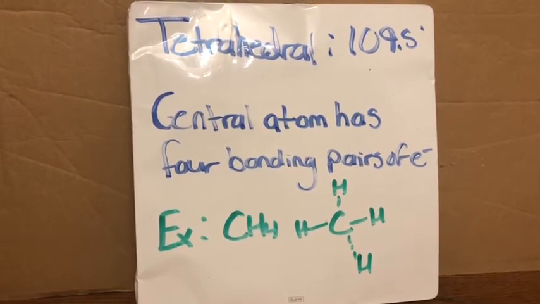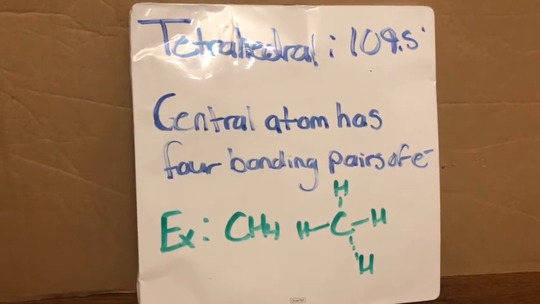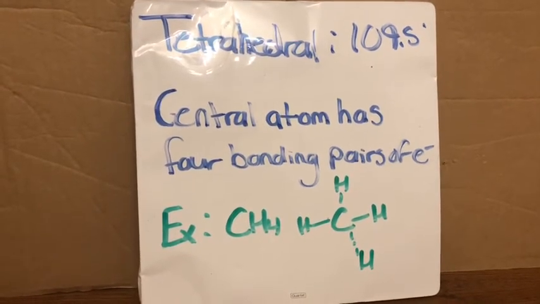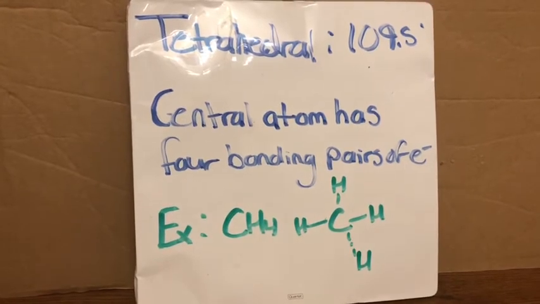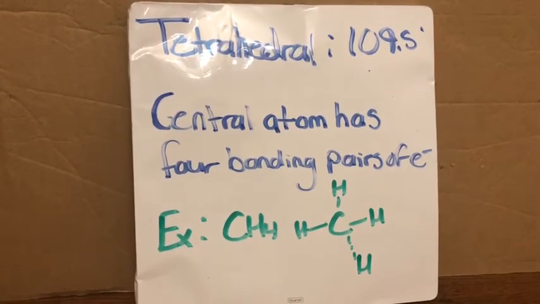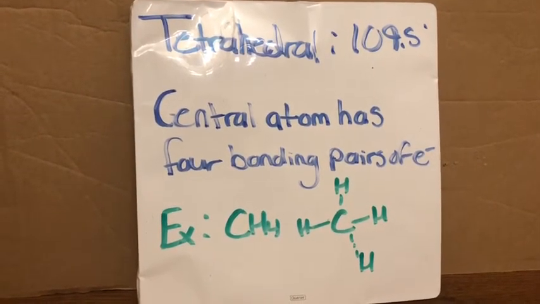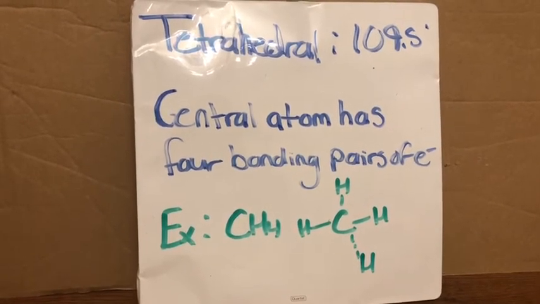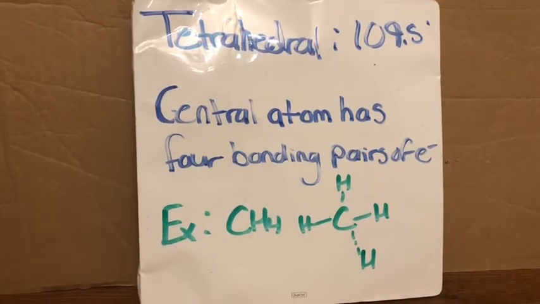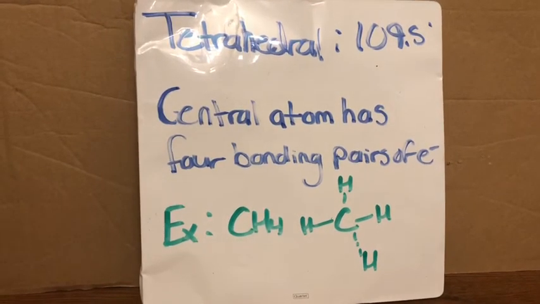The tetrahedral conformation is characterized by bond angles of 109.5 degrees. The central atom has 4 bonding pairs of electrons and 0 non-bonding pairs. An example of a tetrahedral molecule is methane, or CH4, given by the green.